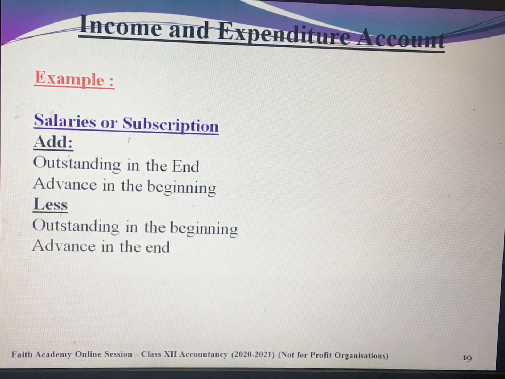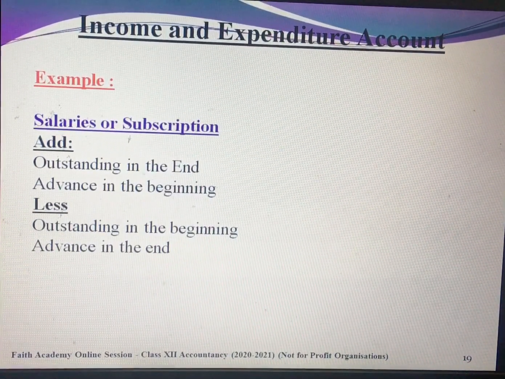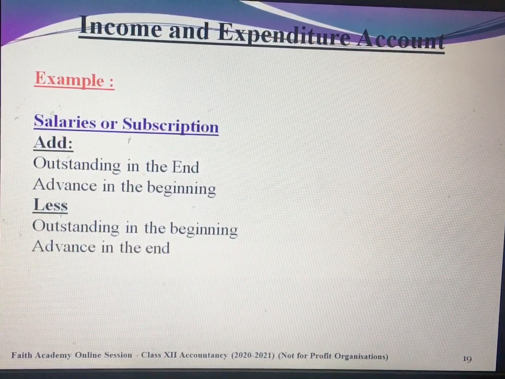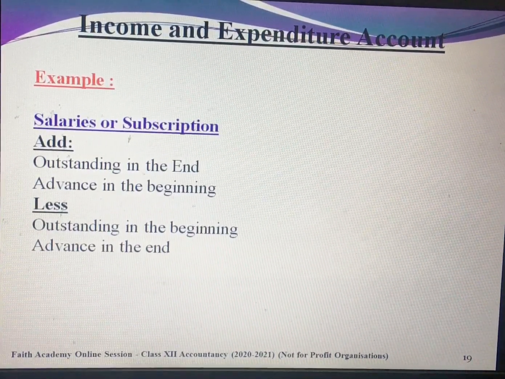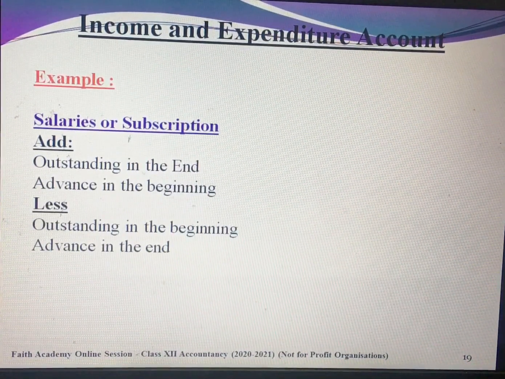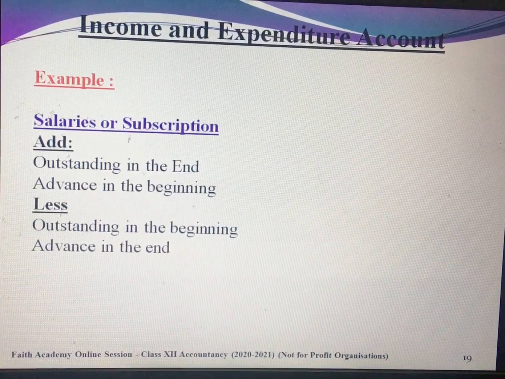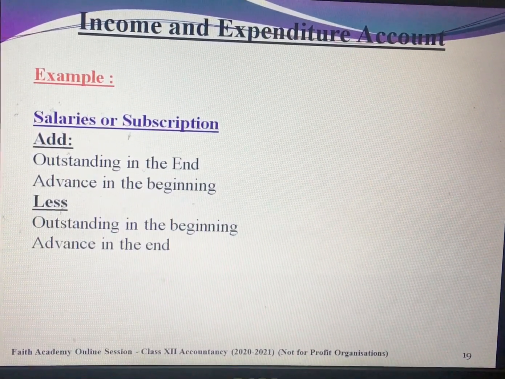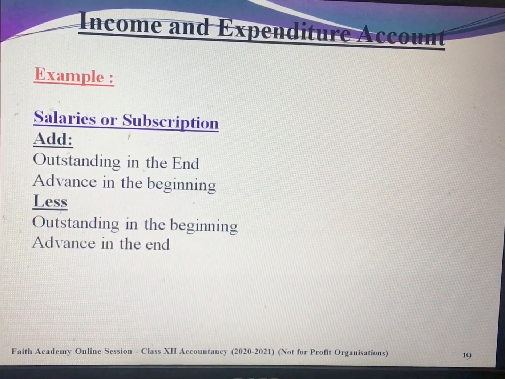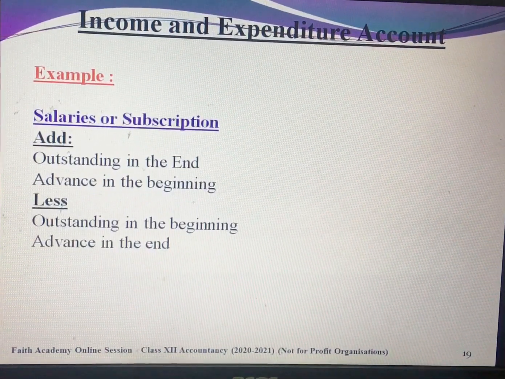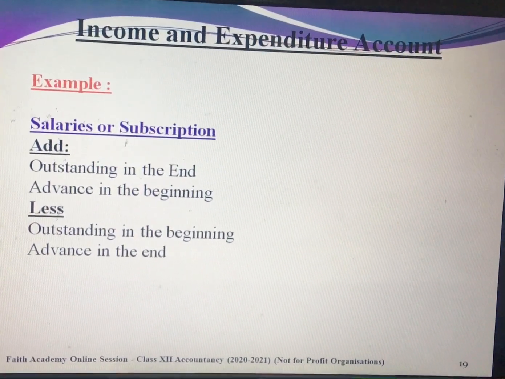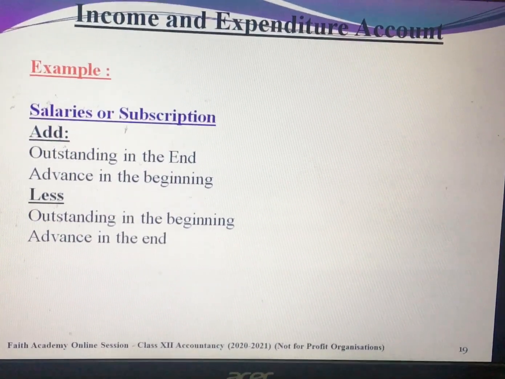Okay children, this is a small example, and this slide is very important when we will be attempting questions relating to income and expenditure account. Such questions are often asked for 3 to 4 markers in your CBSE board, wherein they just give you one expense like salary or one income like subscription, and they'll give you some items like what is outstanding in the end, advance in the beginning, and they would like to know what is the amount that will go in the income and expenditure account.